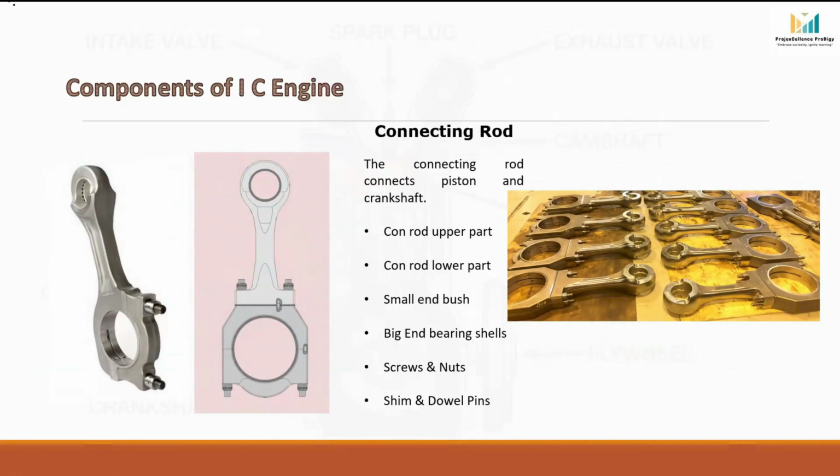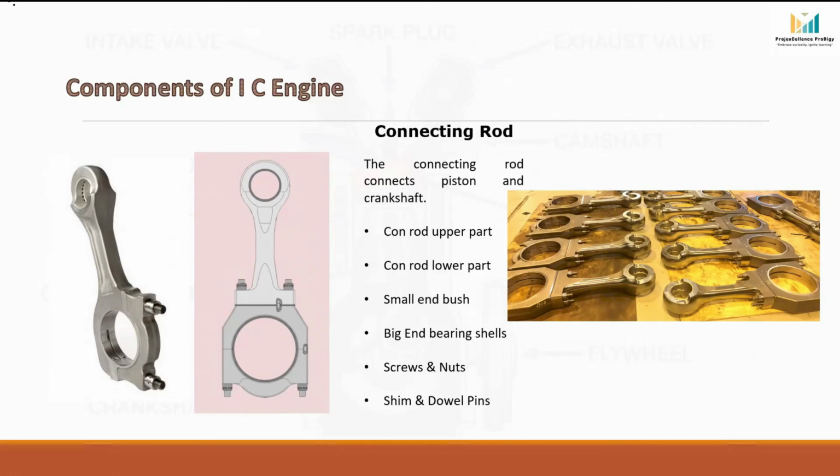Connecting rod. The connecting rod connects the piston to the crankshaft. Its main job is to transfer the force from the piston to the crankshaft. When fuel burns inside the cylinder, high pressure pushes the piston downward. This force passes through the connecting rod and reaches the crankshaft. Then the crankshaft converts this up and down motion into rotary motion.